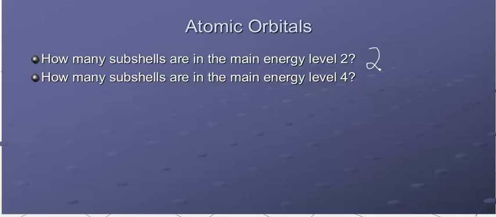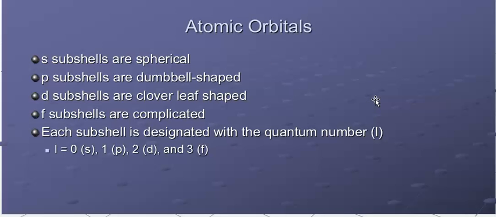How many subshells are in main energy level 4? N is 4. Well, if n is 4, that means I have 4 subshells, 4 sublevels. So what are the sublevels? The sublevels are S, P, D, or F. And I will show you what these look like in class.